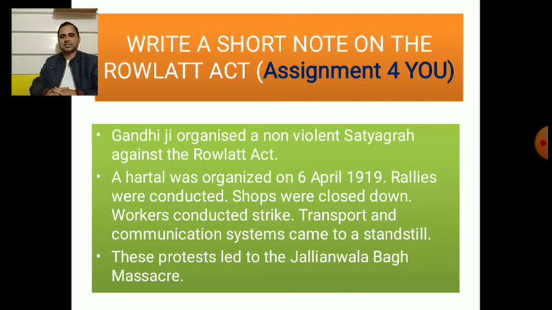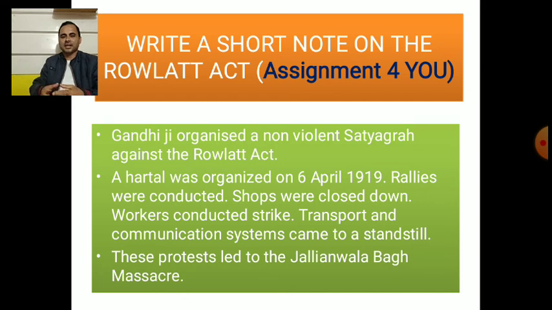With what you have understood from this explanation, you try to do this assignment so that further we can proceed. And if you have any doubts, any queries, you can ask me through different means, through WhatsApp, or you can contact me on my personal numbers. Now your assignment work is: Gandhiji organized non-violent satyagraha against the Rowlatt Act. You need to write a short note on this.